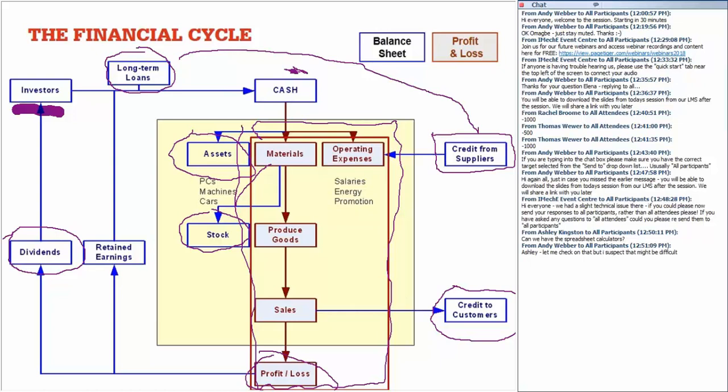This retained earnings is money that is retained by the business. Now, it still belongs to the investors. It's just that we haven't given it back to them yet. So if you were to look on the balance sheet of your company, you will probably see a figure for retained earnings, and it's a cumulative figure. It's all the money since the day the company started trading that hasn't yet been given back to shareholders.